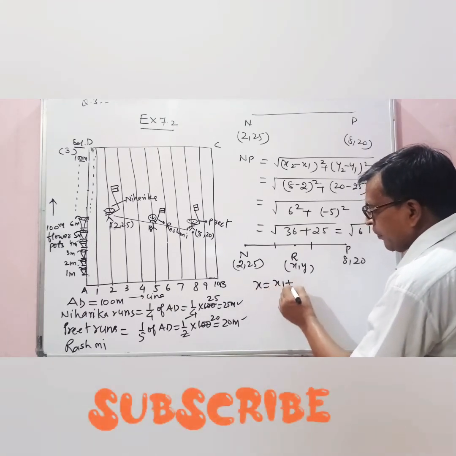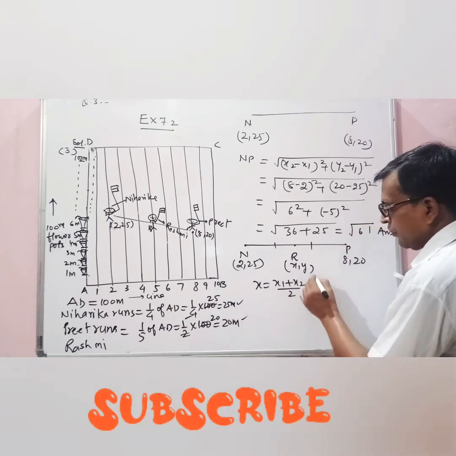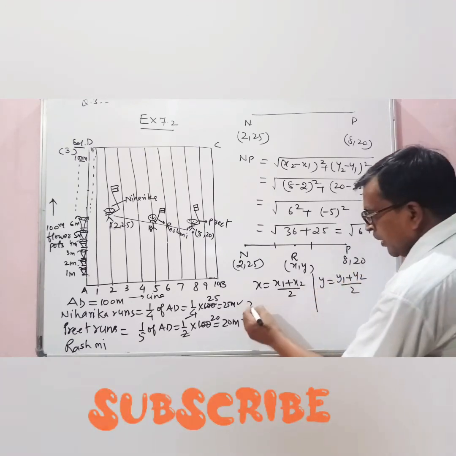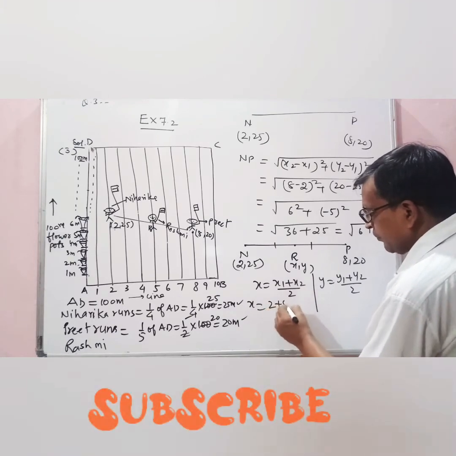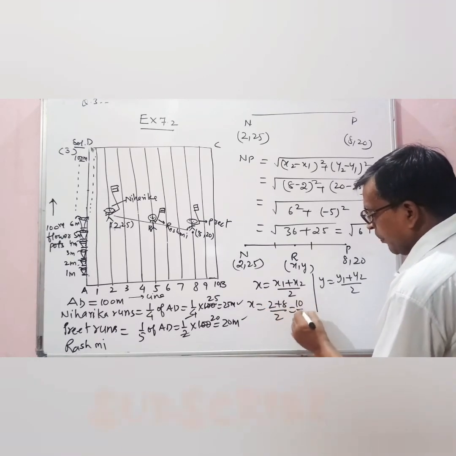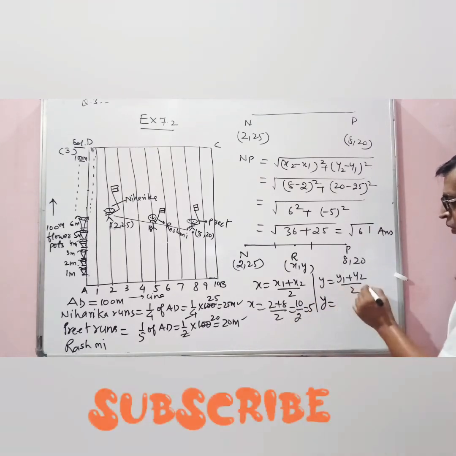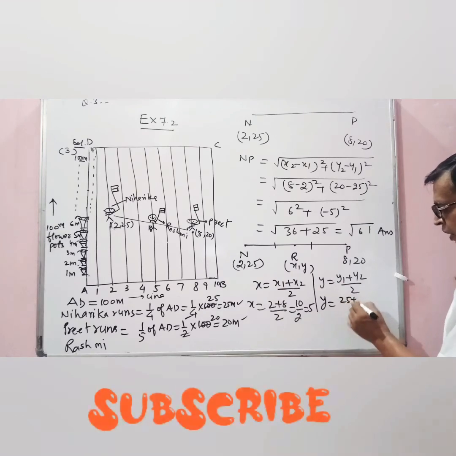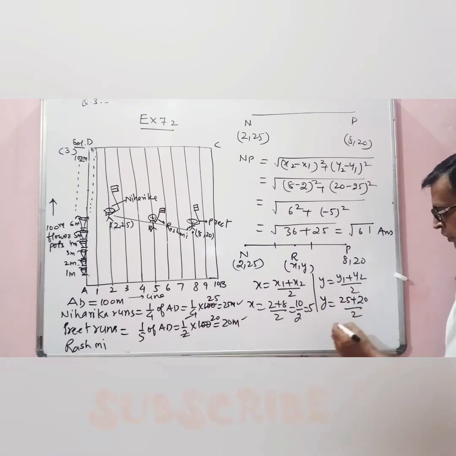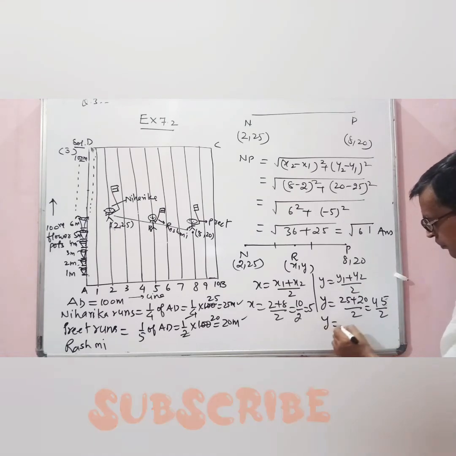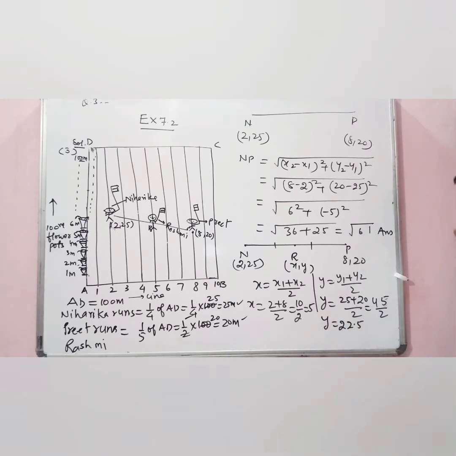x equals x1 plus x2 upon 2, and y equals y1 plus y2 upon 2. x is 2 plus 8 upon 2, 10 upon 2, which is 5. y is y1 plus y2, 25 plus 20 upon 2, 45 upon 2. And 45 divided by 2 is 22.5.